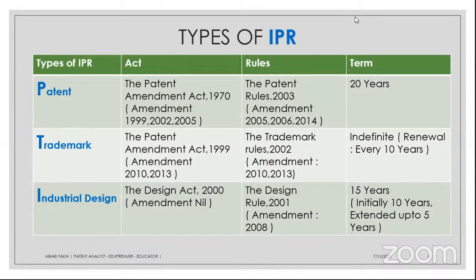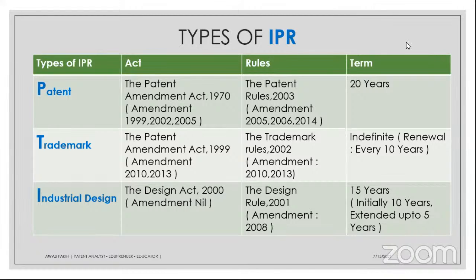So someone might ask me, Atharva, tell me what happens after 20 years. Once it completes 20 years, the complete technology becomes open to the market. So anyone can use it without the prior approval of the inventor. That is the meaning of term for protection.